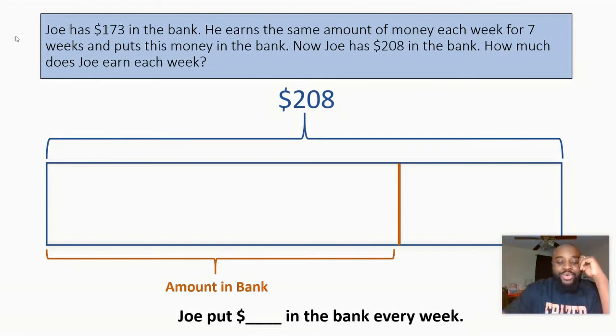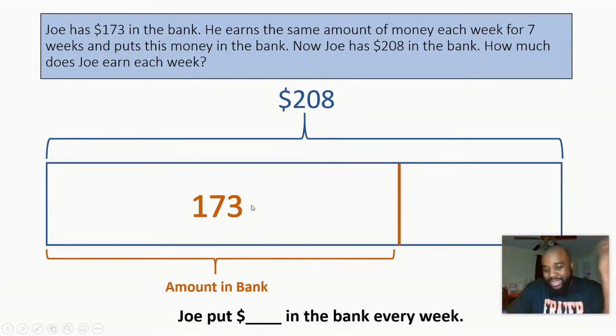173. That's right. So we're going to divide it off and show the amount of money he started off with, $173. So let's go ahead and put that there. Now, if you look at our tape diagram, you know that 173 is a little bit bigger than half of 208. So therefore, we know that when we create this box, it had to be a little bit bigger than half. Okay, makes sense?